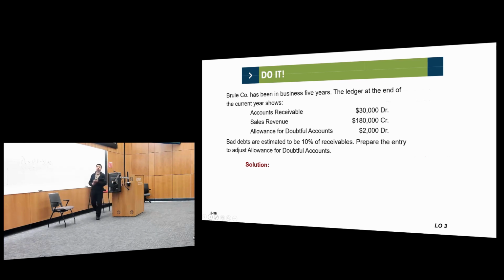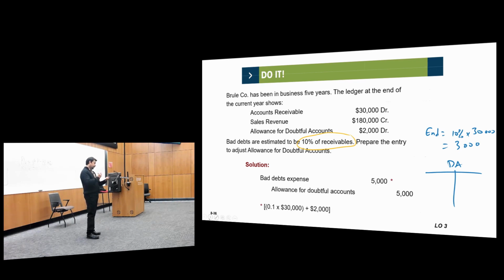Okay, so how do you solve this? First of all, which method are they using? Percent of sales or of receivables? Percent of receivables. Given that, will percent of receivables give us the ending balance or the adjustment? Ending balance. Percent of sales will give you the adjustment, and percent of receivables will give you the ending balance. So in this case, we know that the ending balance is equal to 10% multiplied by 30,000. So what's the ending balance? 3,000.